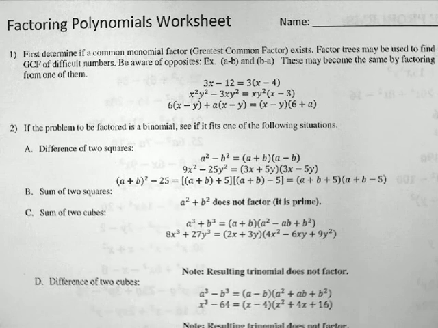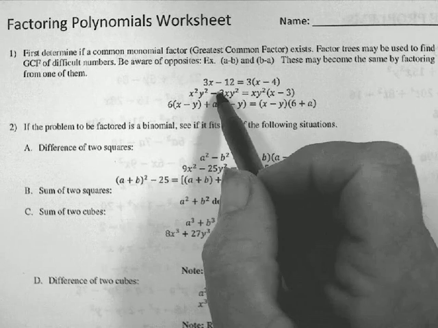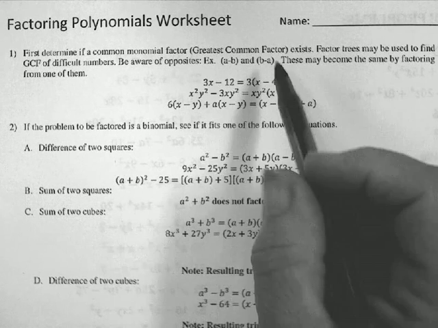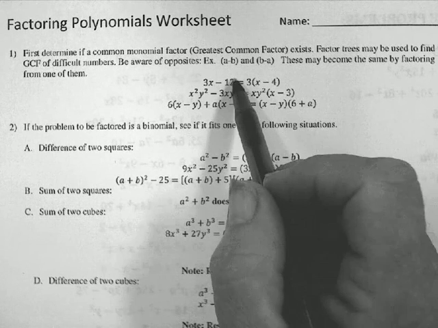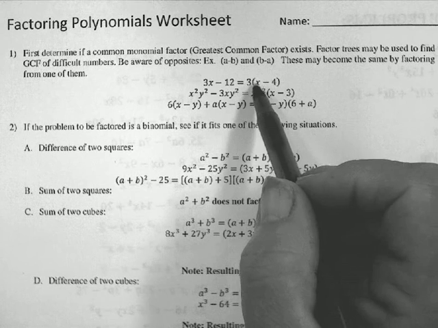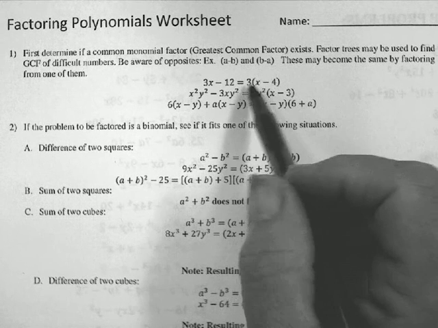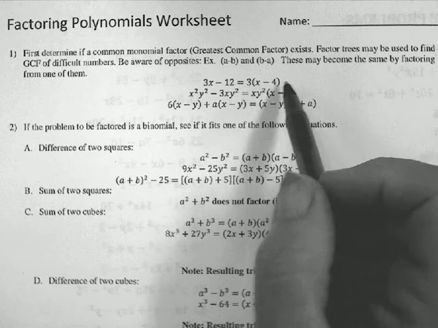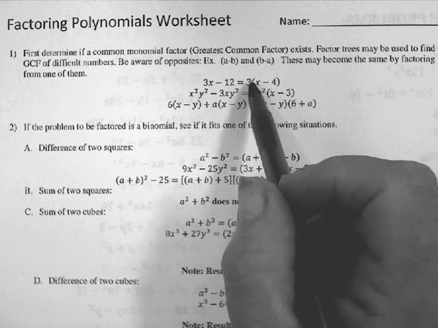For example, 3x minus 12, 3 will go into both of those numbers so that you can factor out a 3. And 3 times x is 3x, and negative 4 times 3 is the negative 12.